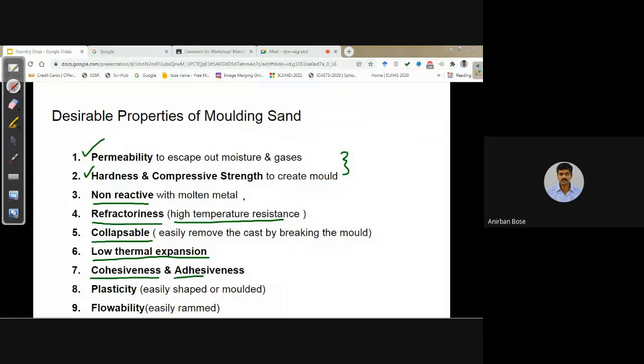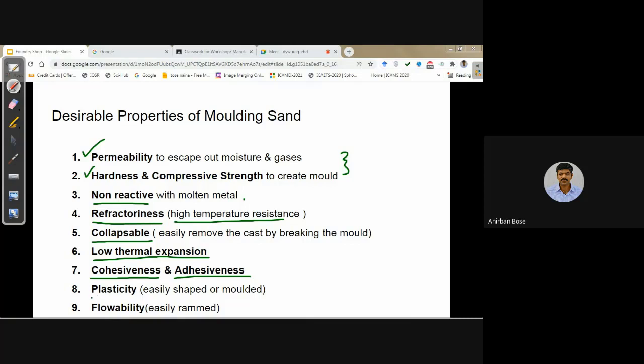Cohesiveness and adhesiveness, definitely these properties are important. Otherwise, the sand particles will not attach with one another. And for that, we use binders, like clay and water, so that the sand particles can attach to each other. At the same time, adhesiveness is also important, so that the mold material is attached to the molding flask. Otherwise, it can come loose from the surface.